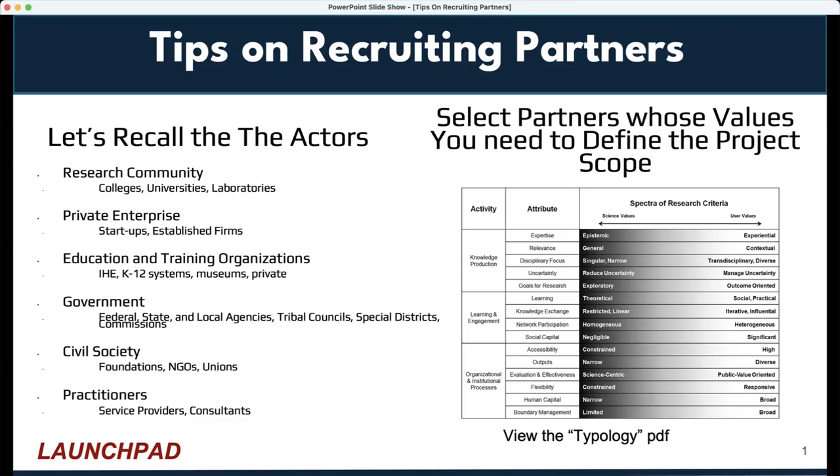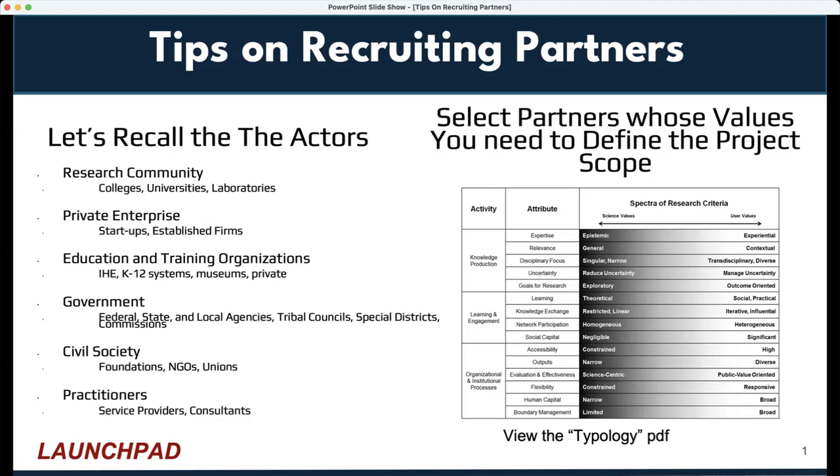Government, and for government, we want to include federal, state, and local agencies, tribal councils, and also special districts and commissions if they're appropriate. And civil society, which is foundations, NGOs, and unions, for example. And practitioners, and here I'm referring to service providers like accounting firms and consultants.